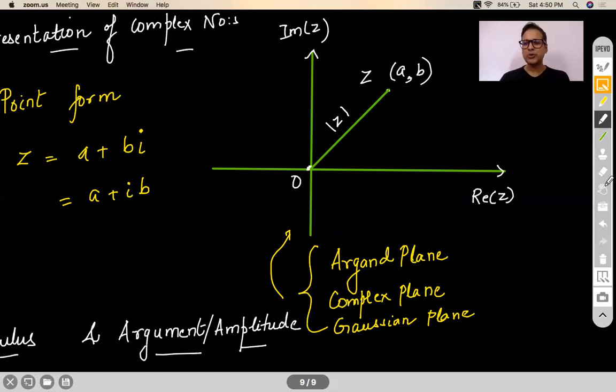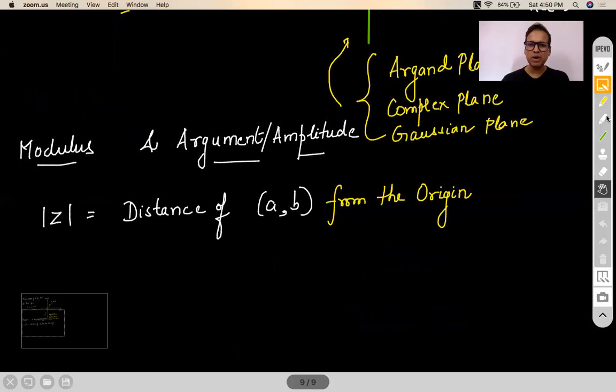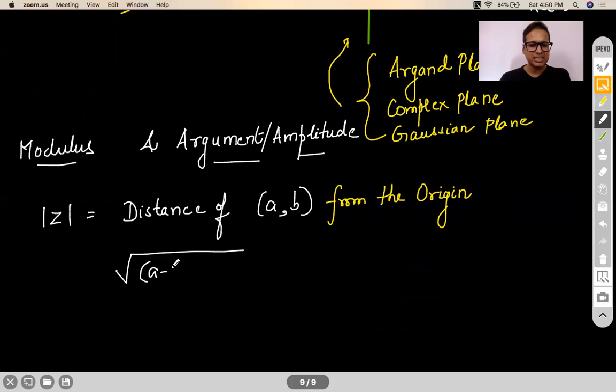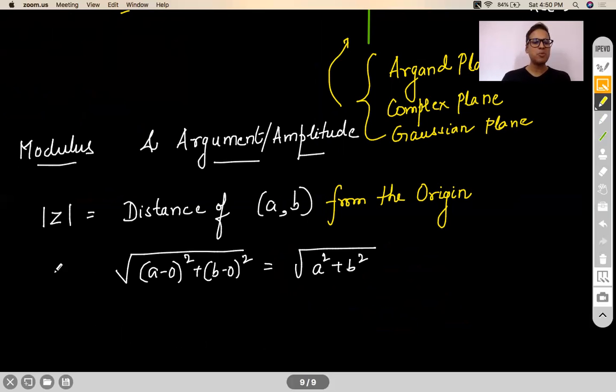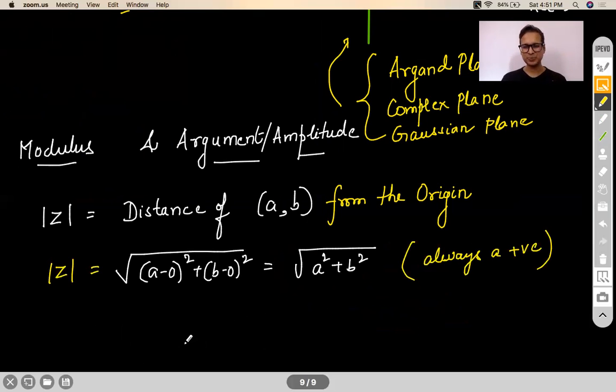So how would you find the distance of any point from the origin? It is simply the square root of (a minus 0) squared plus (b minus 0) squared, which is the square root of a squared plus b squared. Am I right? This is how we know the formula. So this is how mod z, or modulus of z, is defined. Remember, it is always a positive quantity because it represents distance.